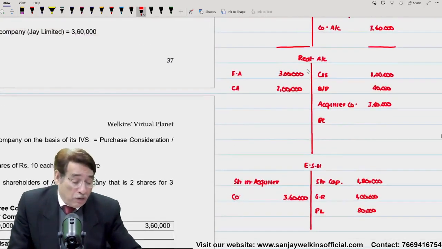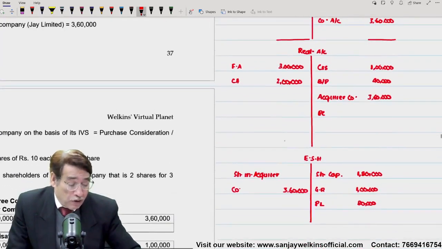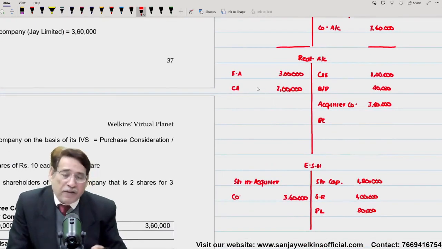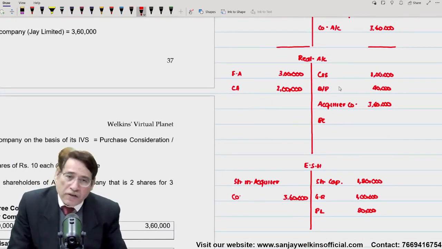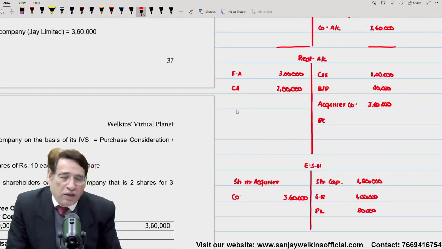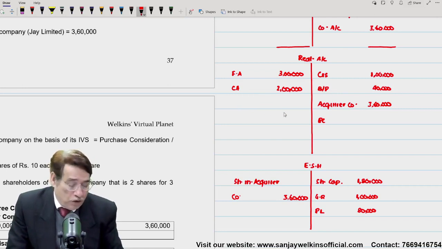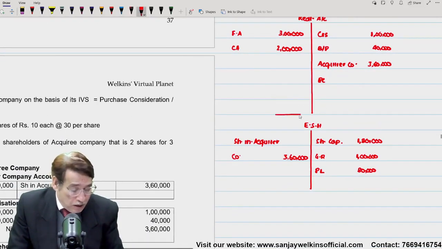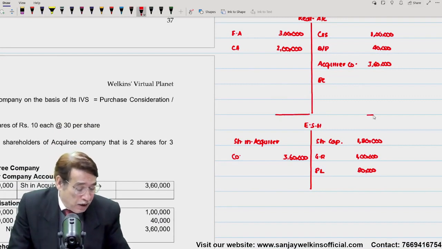Correct. Now, no further information is given in the question. Because all the assets have been taken over, all the liabilities have been taken over, we need not discharge any liability. Similarly, there is no information with respect to expenses. So obviously now I'm going to close it down. As you can see, this account is already getting closed.